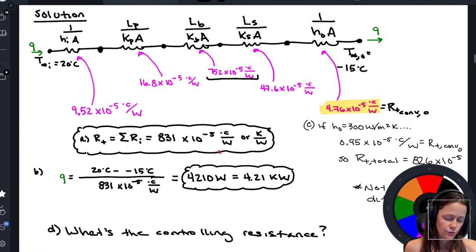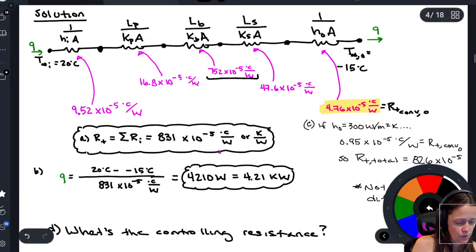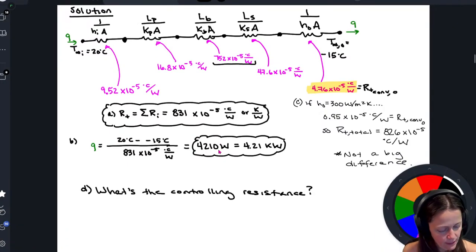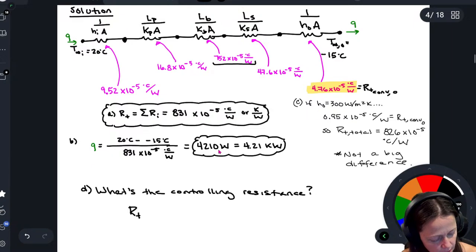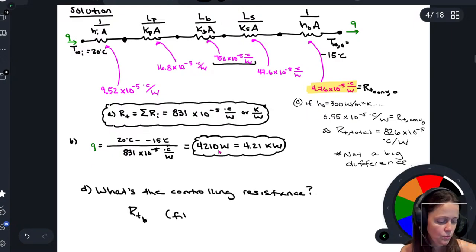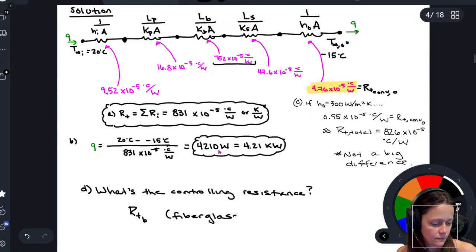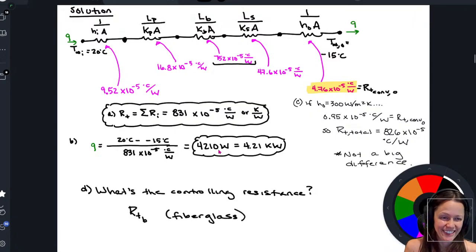And that one is the one with little subscript B, and that's for the fiberglass blanket. So I'll call it R T B. In other words, it's the fiberglass. No big shock there, it's the insulation, right? Okay. So go to the next one. The next one is a problem where we're not going to have a circuit where the thermal resistances are in series, but in parallel. So we'll look at that in just a hot second.